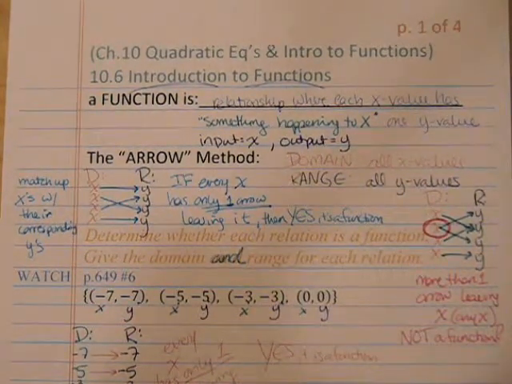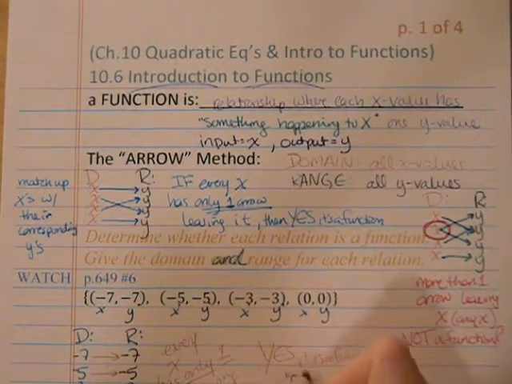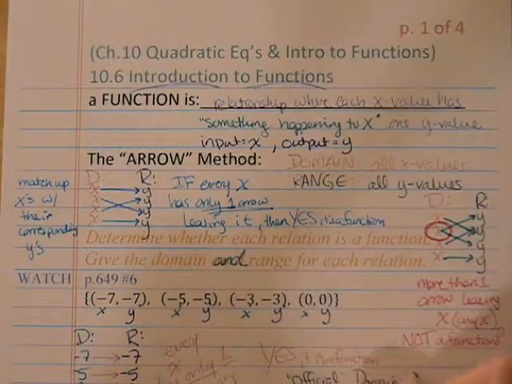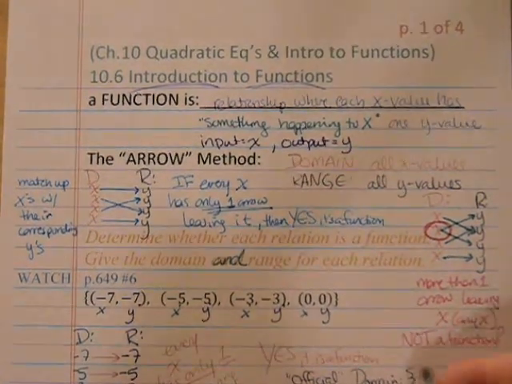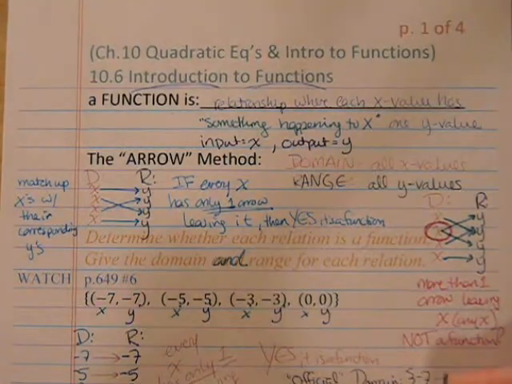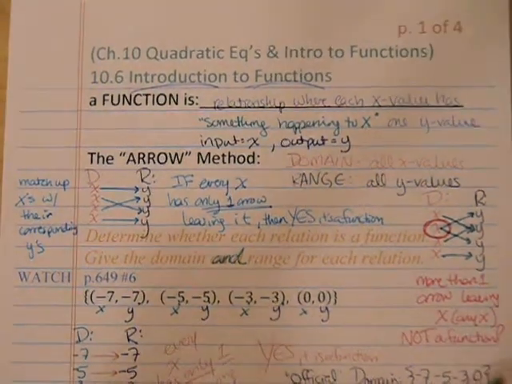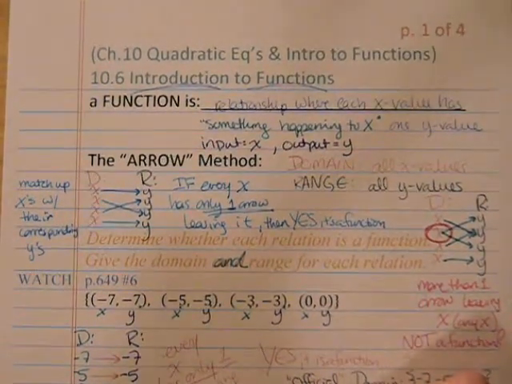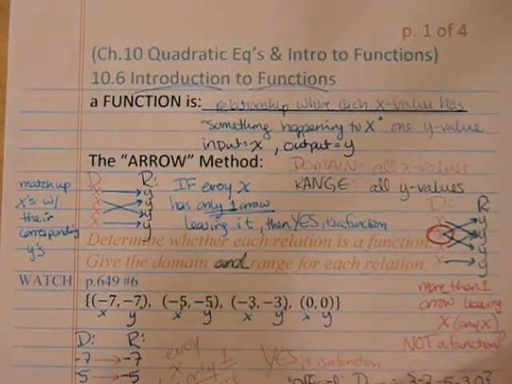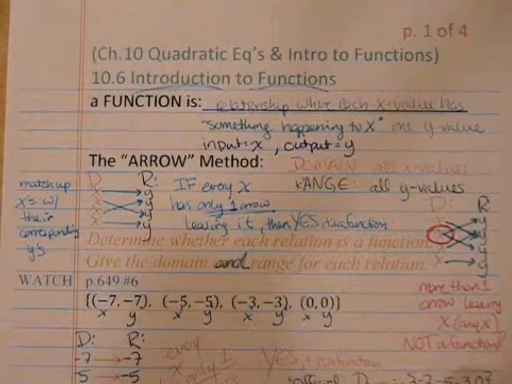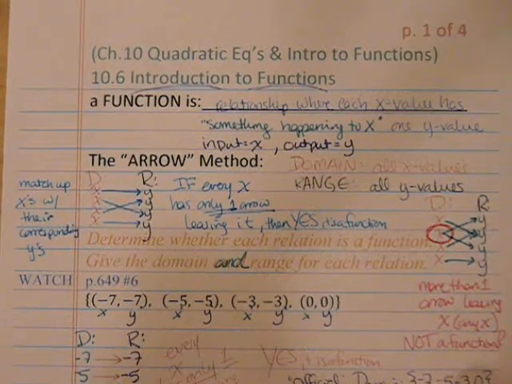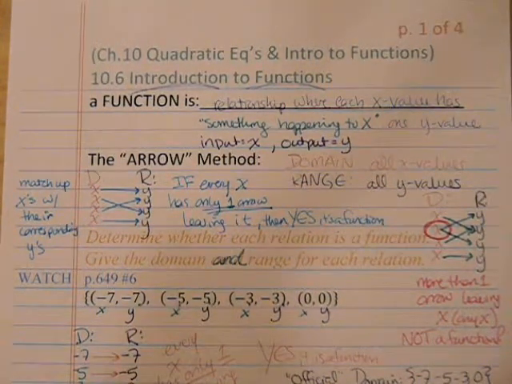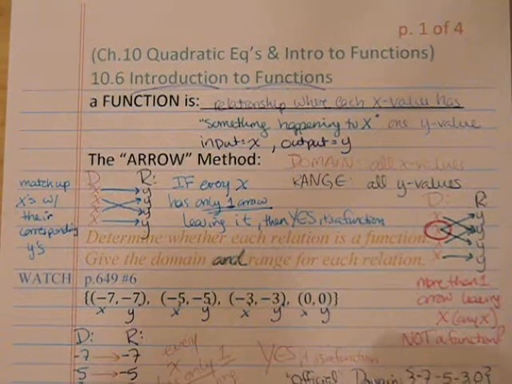And to be official, the official domain looks like this. You get to use those little braces that I seem to like so much. -7, -5, -3, 0. Typically in order like the number line, from least to greatest. The range, in this case not very hard because the numbers match: -7, -5, -3, and 0 is the range. So you just list all the x's for the domain, list all the y's for the range.